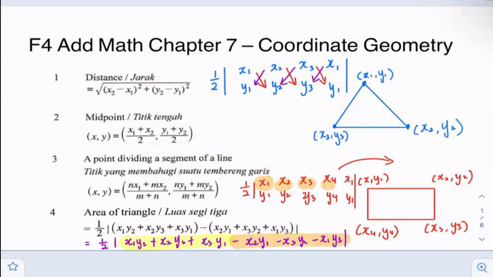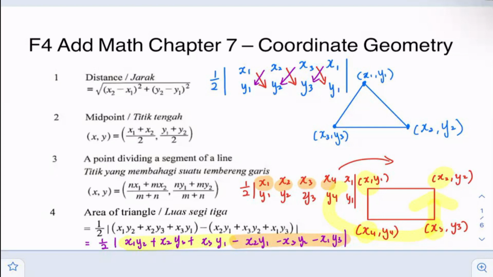If you are going the opposite way, you have to do x1, x4, x3, x2. You can't mix them up. You cannot do x1, then x3, then x4 or x2. You have to follow the direction. If you are going clockwise, go x1, x2, x3, x4. If you are going in the opposite direction, then you have to do this direction.